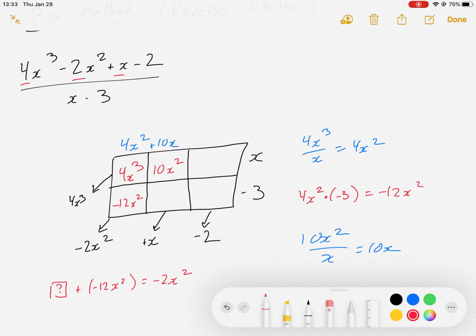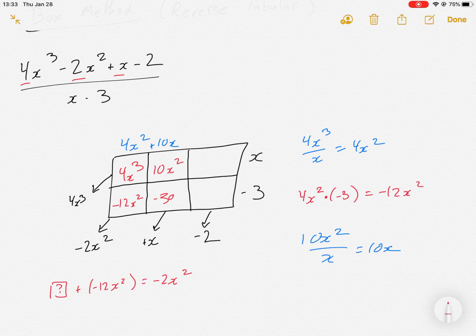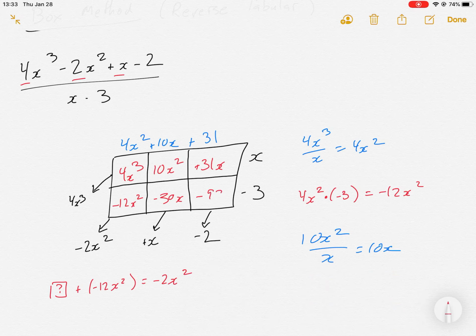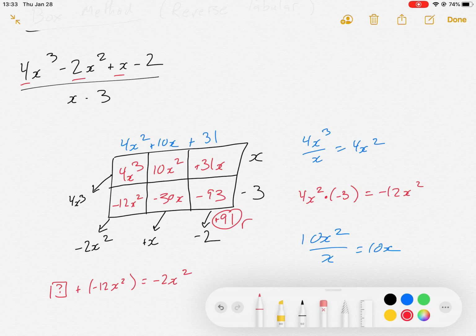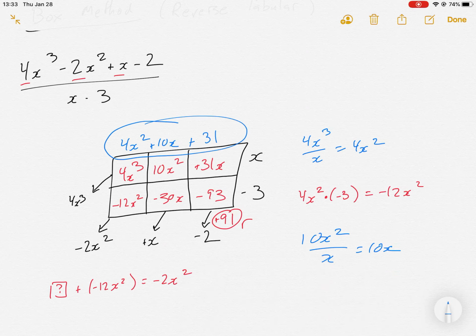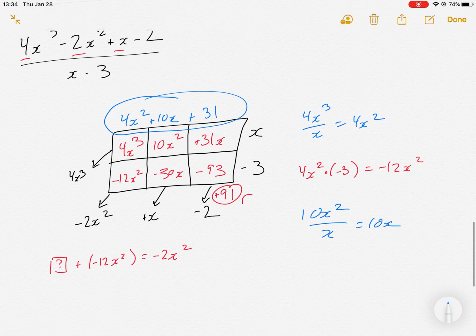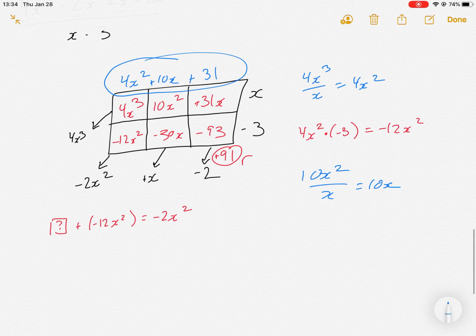And we continue this process, so multiply that by negative 3, we get negative 30x. In order to get positive x, I have to add 31x, which then tells me the top portion has to be 31. And then finally, we can do this last part, negative 93. To find the remainder, we see that we have to add 91 in order to get negative 2. So that is the remainder. And you should notice that this was the answer we got above. All right, so that concludes my review of polynomial division.